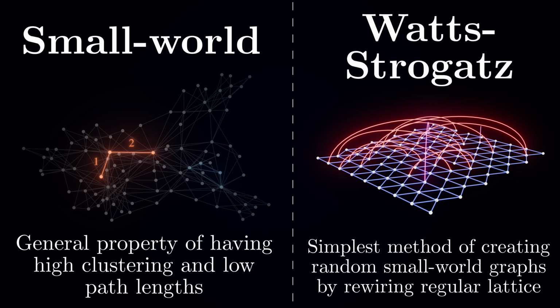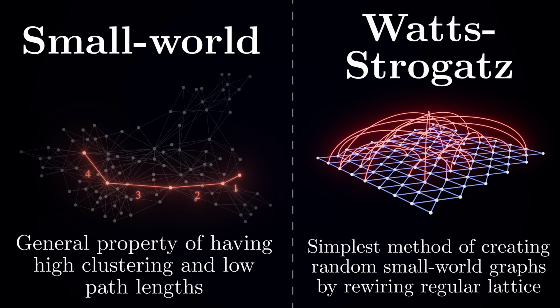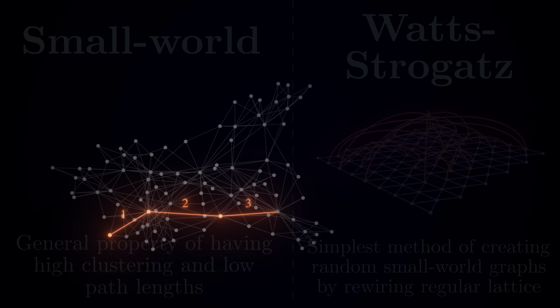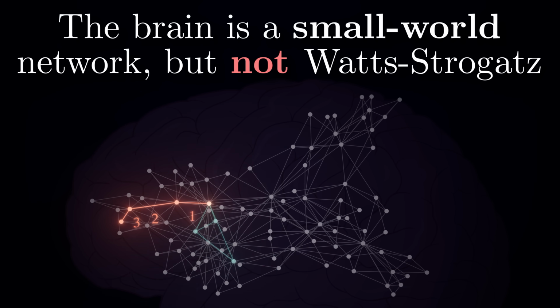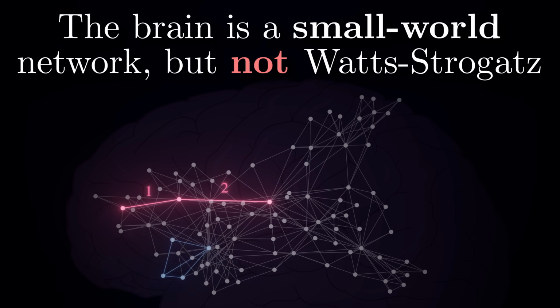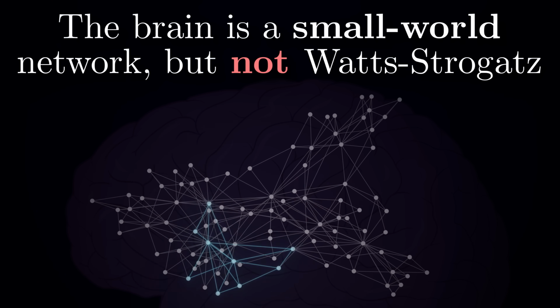It's hard to imagine that neurons in the brain start off as a regular lattice that is randomly rewired. Indeed, there are certain other properties of brain networks beyond being just small world that are not captured by this model. And perhaps the most important of them is the existence of hubs.